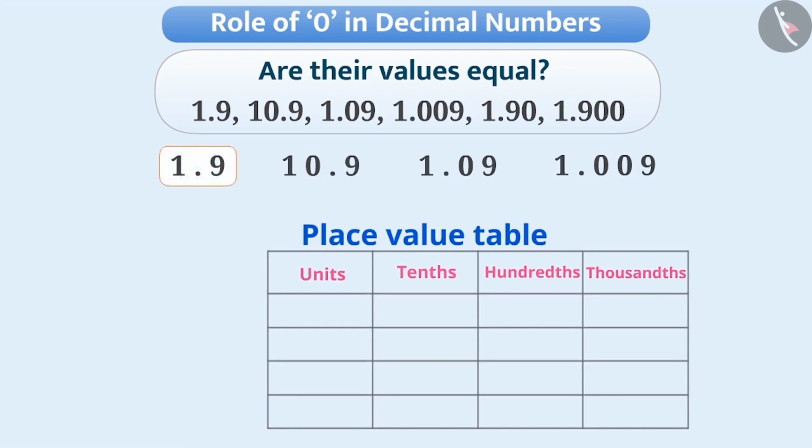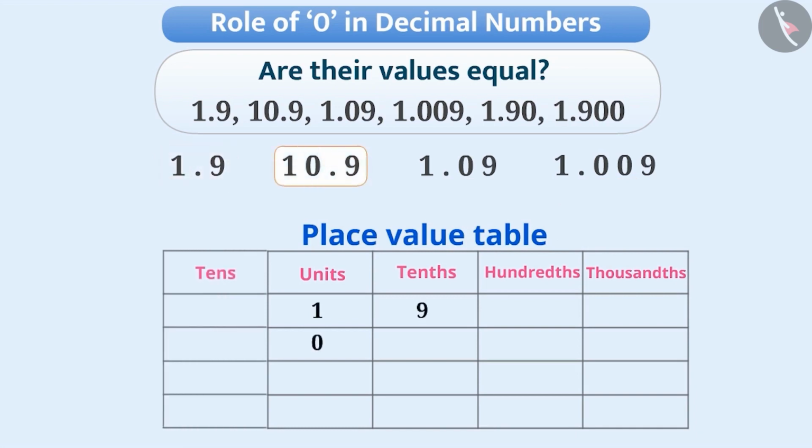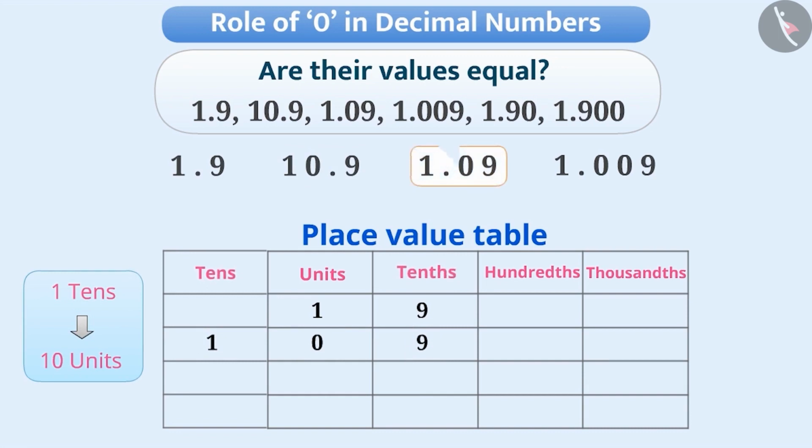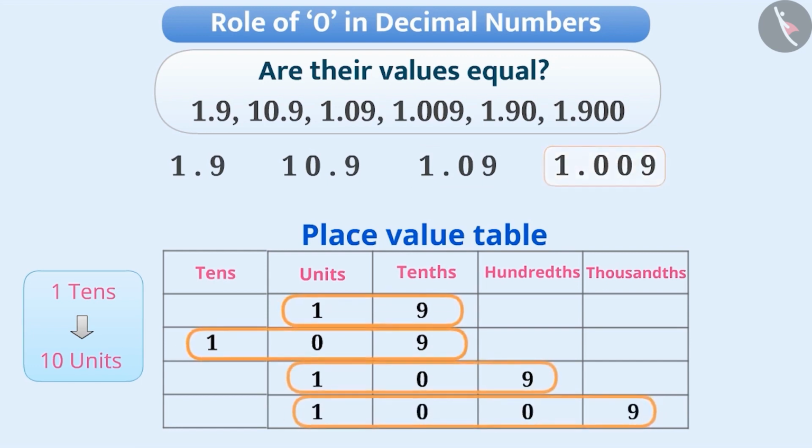As you can see, 1.9 has 1 units and 9 tenths. 10.9 has 1 tenth, that means 10 units and 9 tenths. In this way, you can see that the place values of digits are changed with the use of 0. Similarly, in 1.09, there is 1 unit and 9 hundredths. 1.009 has 1 units and 9 thousandths. Since the value of digits is different in all these numbers, the value of numbers is also different.